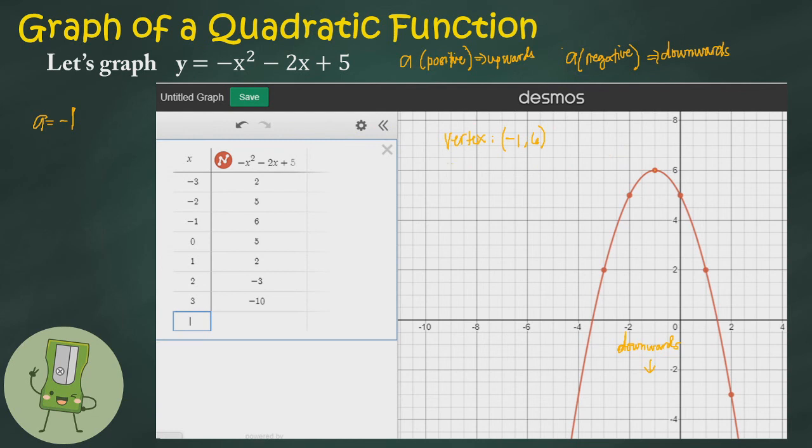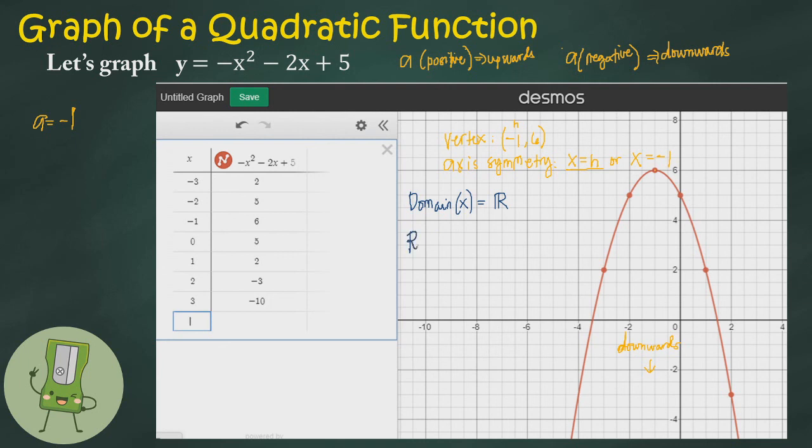So now going back to the vertex, we have the vertex negative 1 and 6. How about its axis of symmetry? Ano yung equation ng axis of symmetry? The axis of symmetry is x equals h, or in this case, x equals negative 1. So yan yung h natin. Now how about its domain, or all the possible values of x? So its domain is still all real numbers, it is always all set of real numbers for quadratic functions.